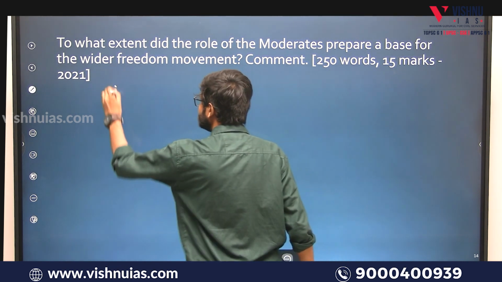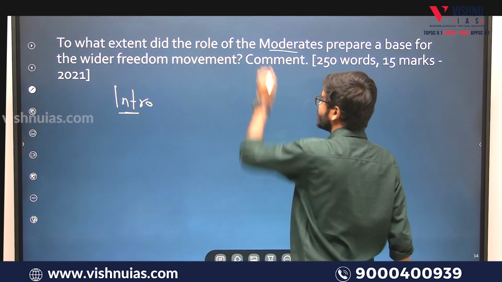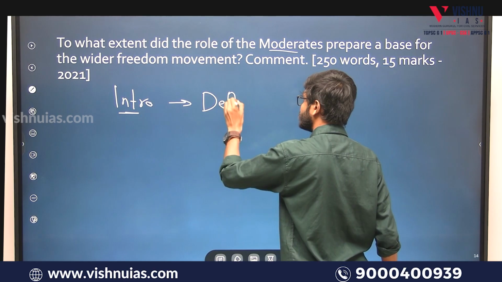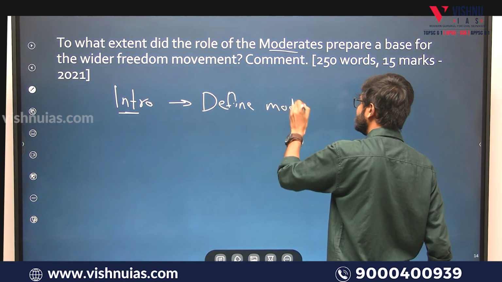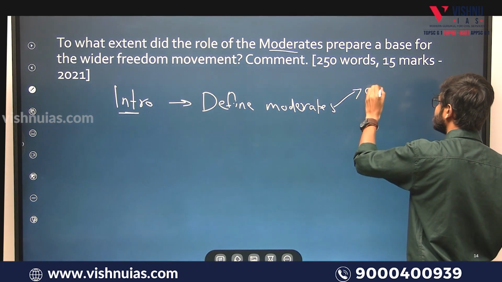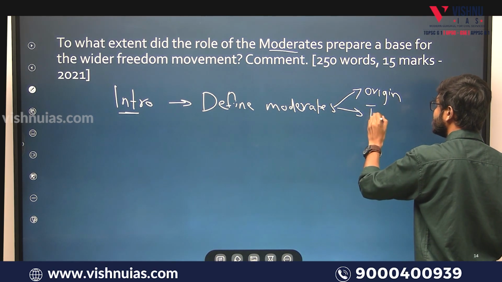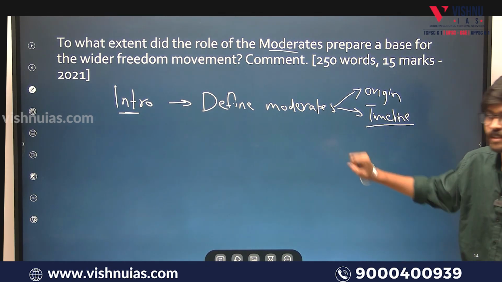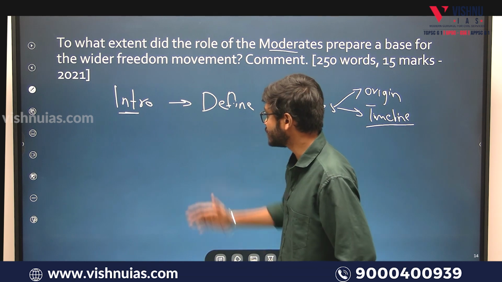The introduction will be: what are these moderates? Define the moderates. You know whether this term can be used, but define the moderates. What is actually the timeline? What is actually the origin? Give a brief definition of these moderates, and introduce the moderate phase of the national movement.